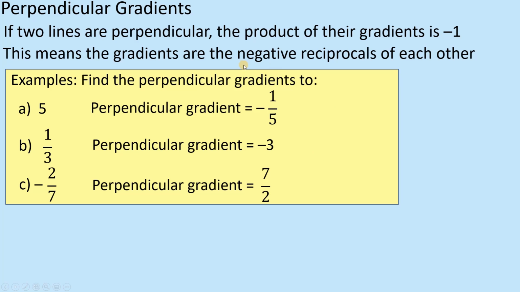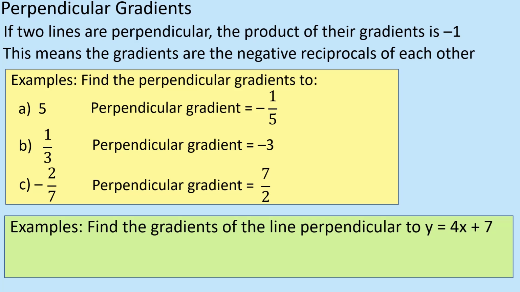But from my perspective, what you really need to remember is if something is perpendicular to it, then the gradient is the negative reciprocal. As long as you can follow what I've done there, that should be fine. It'll probably take a bit of practice, but let's have a look at it in context, which is what I've been talking about from the outset.